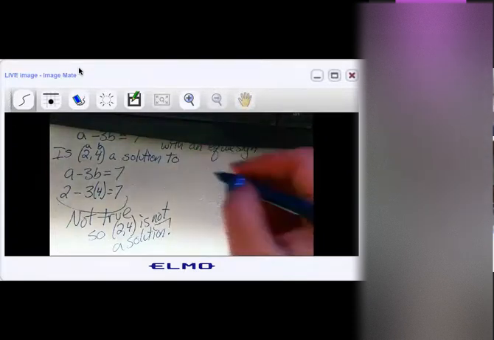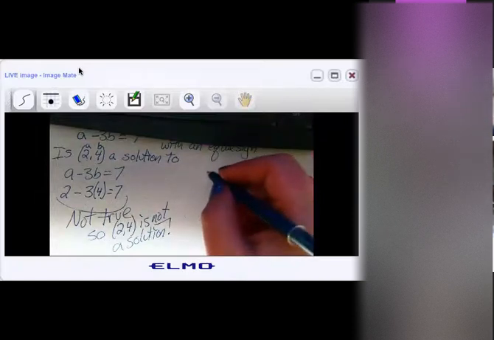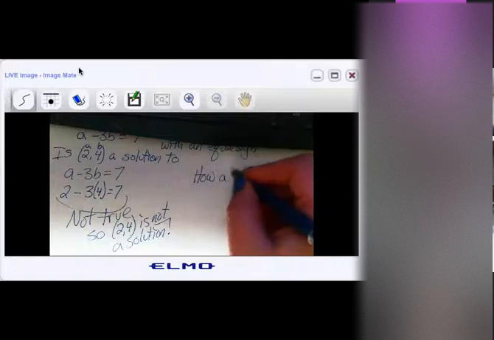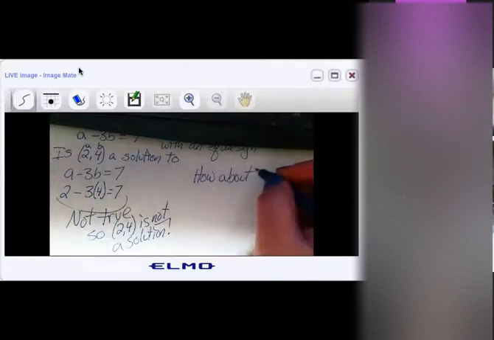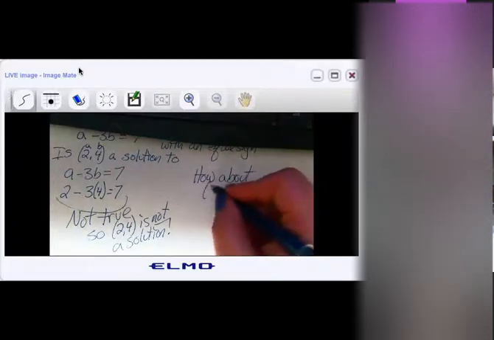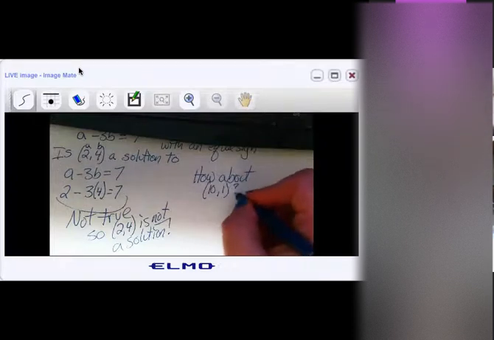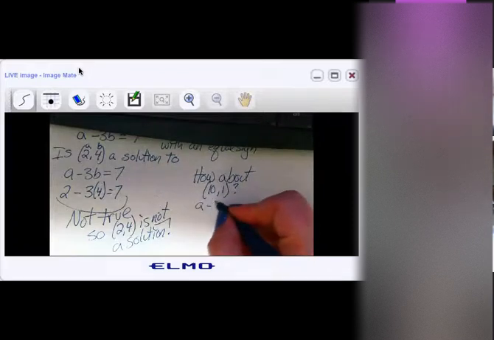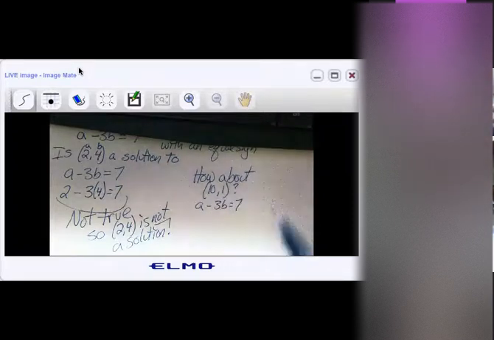Let's try another one. What if I had asked for, let's do this. How about (10, 1)? So if I'm using the same equation, A minus 3B equals 7, take a minute and tell me if (10, 1) is going to be a solution to that.